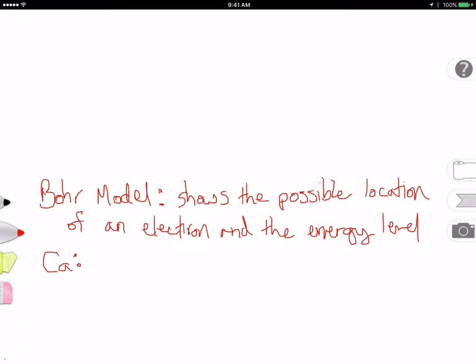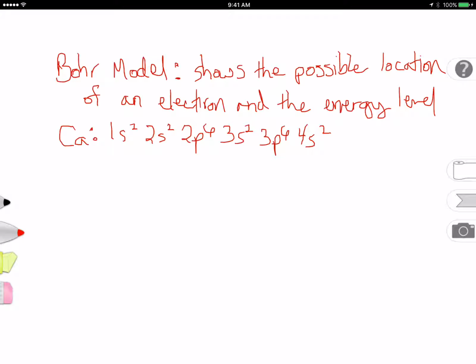The Bohr model that we are going to do for our case, for example, let us do calcium. The first step is to write out an electron configuration, what we've been doing, but you must write it out the long way. You may not shorten it. You must go the full way out. Otherwise, you're not going to see all the levels that we have. So we have 1s2, 2s2, 2p6, 3s2, 3p6, 4s2. Okay, so there is our electron configuration.